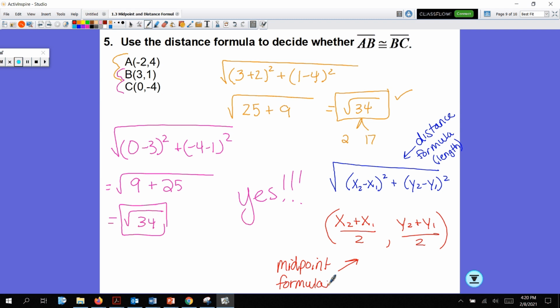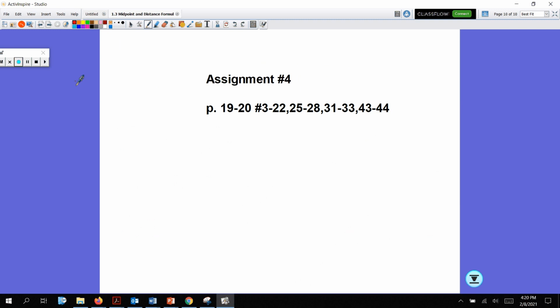Here's your assignment for this evening, or today, this afternoon, whatever. Get it done as soon as possible. And again, if you have any questions, please let me know. All right, this looks like a lot, but it really isn't. 3 to 22, 25 to 28, 31 to 33, 43 to 44. And the little dash just means you have to do all the numbers in between. All right, please make sure you write this down and get it completed.